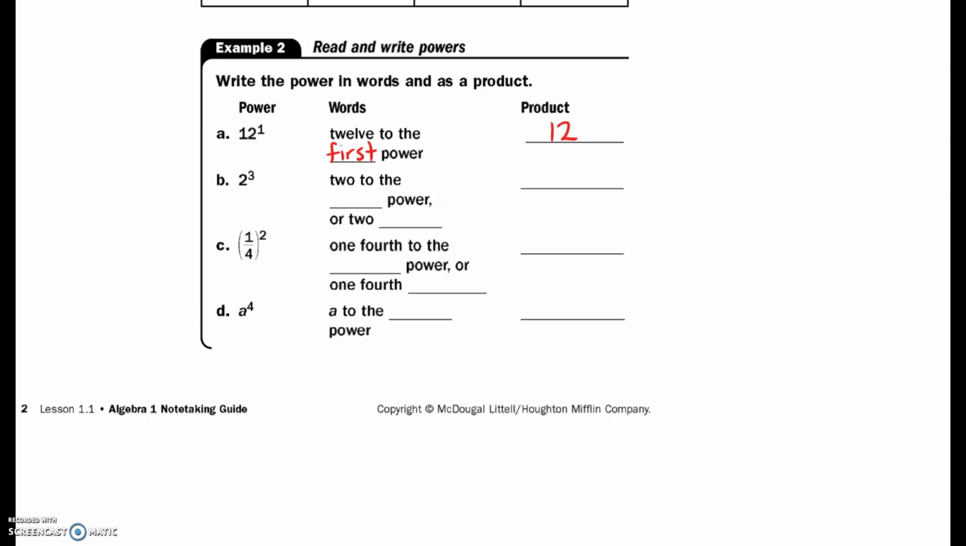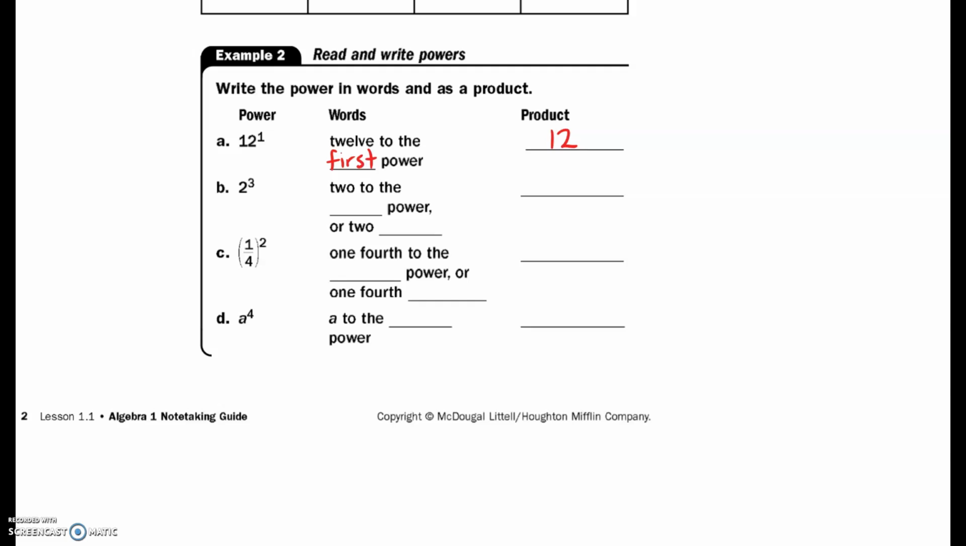In letter B, you have 2 and a 3 as your exponent. So this means 2 to the third power, or with the number 3, we can use a special word and say 2 cubed. What this really means is we are going to multiply the number 2 3 times. So if we write it out as a product, we would have 2 3 times.